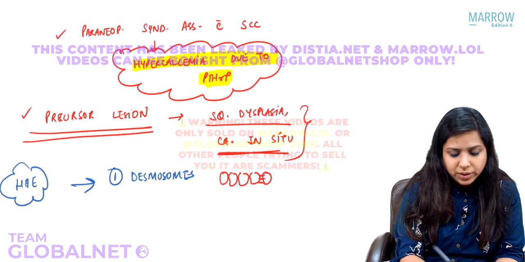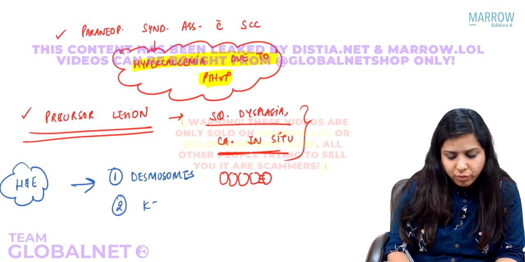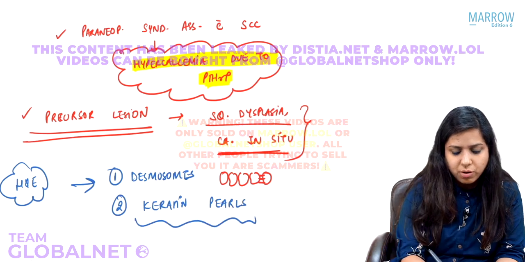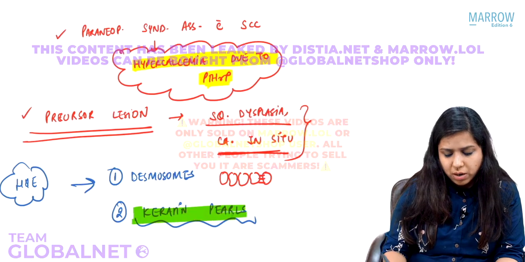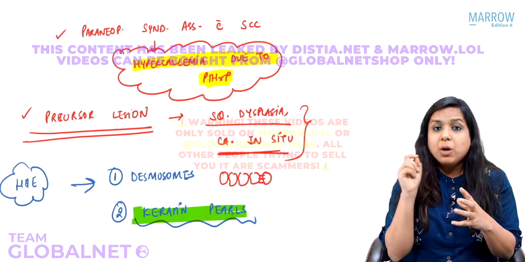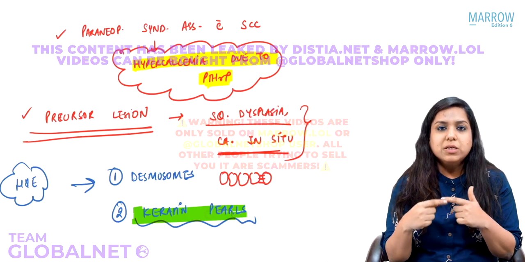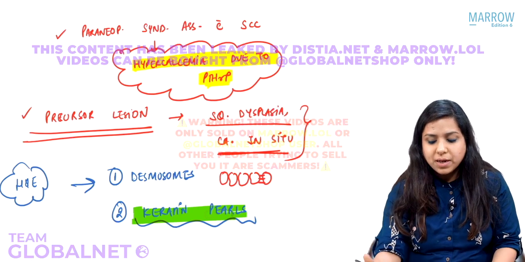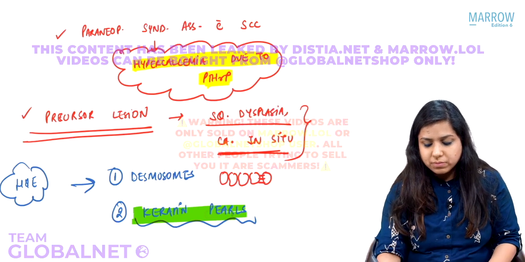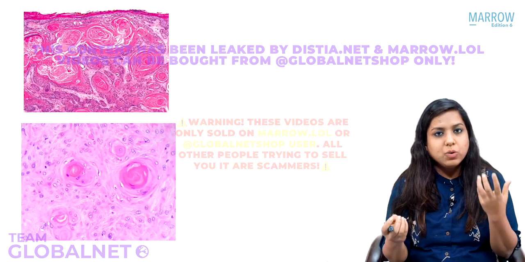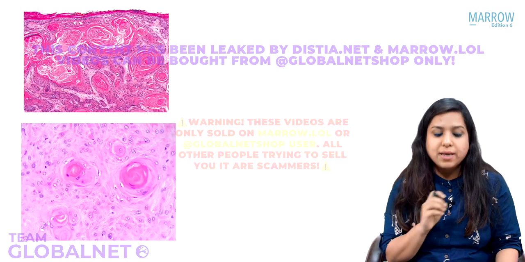The important point here, which you should know for any of the SCCs, is the presence of keratin pearls. What are keratin pearls? You know, these squamous cells produce keratin. Now here, the squamous cells start producing excess keratin, which is pink in color, and sometimes it looks like pearly features, it looks like pearls, so they are called keratin pearls.